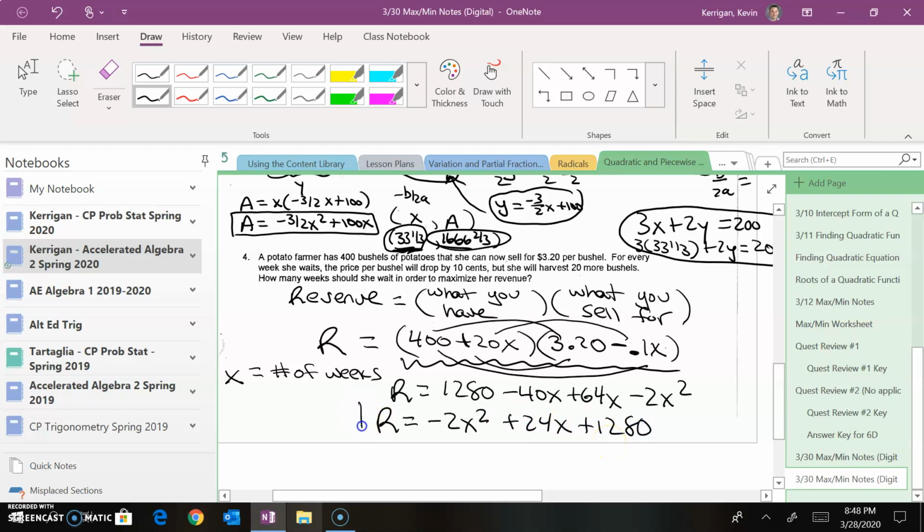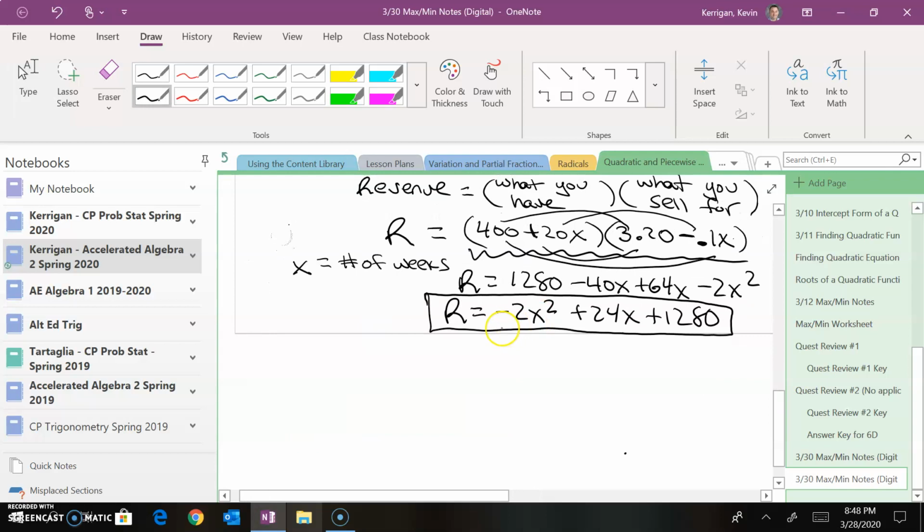So now I have that revenue equation that I wanted to maximize as a quadratic equation. Notice that in the quadratic equation, I have a negative in the front, which means the graph of this is going to open downward. And if I find the vertex of that graph, the vertex is going to be the maximum point. With that vertex, the x value is going to be the x value of the vertex, that negative b over 2a.